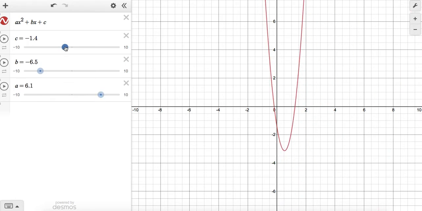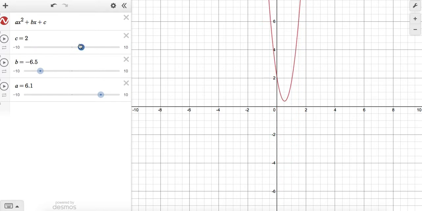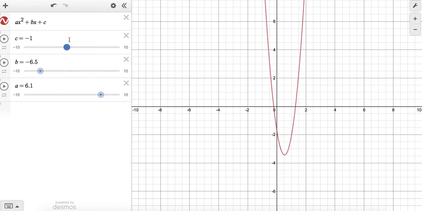My c values, all it does is shift vertically. Okay, it's my y-intercept, so it doesn't actually change the shape of the graph. It just changes the vertical position of the graph.